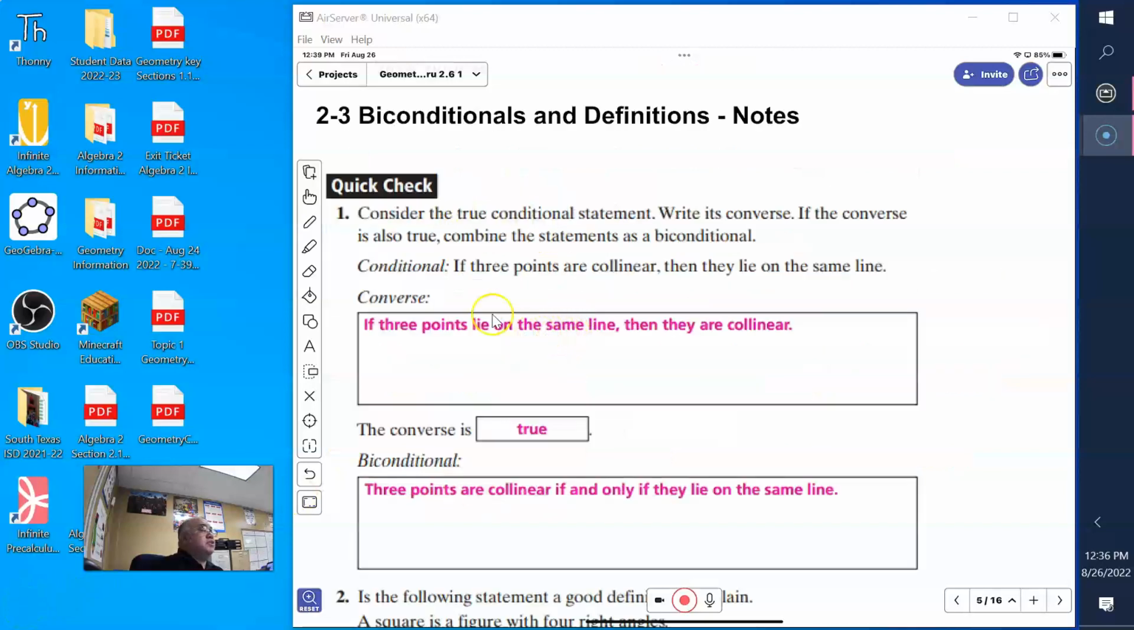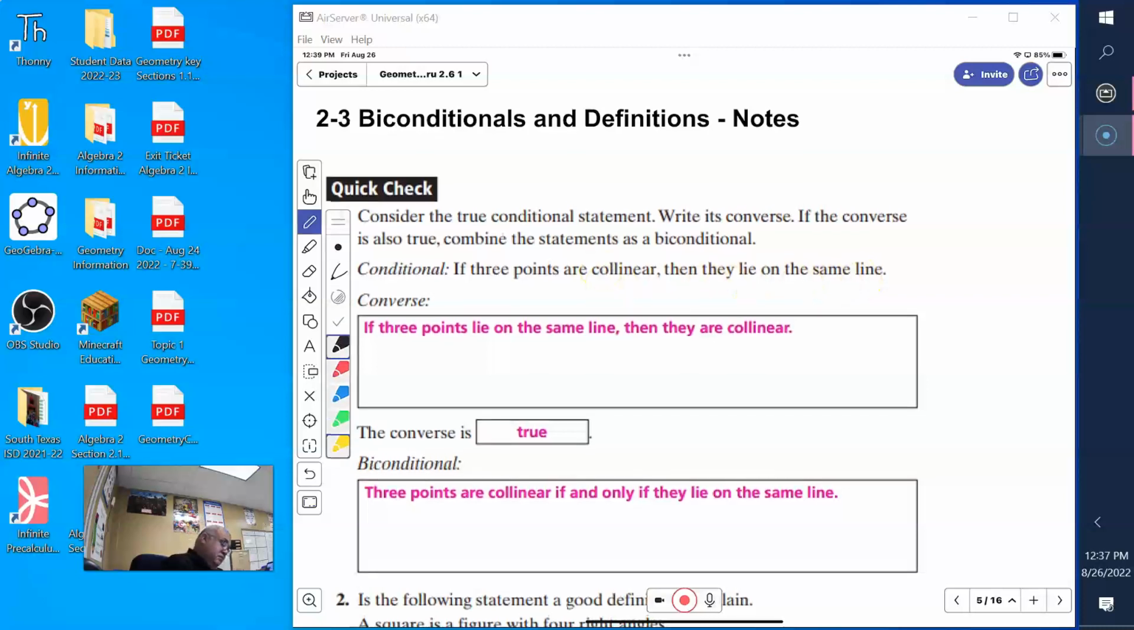So we're going to do a quick check. Consider the following true conditional statement. Write its converse. If the converse is also true, combine the statements as a biconditional. Conditional: if 3 points are collinear, remember what the word collinear means? Then they lie on the same line. So this is your hypothesis, and this is your conclusion.